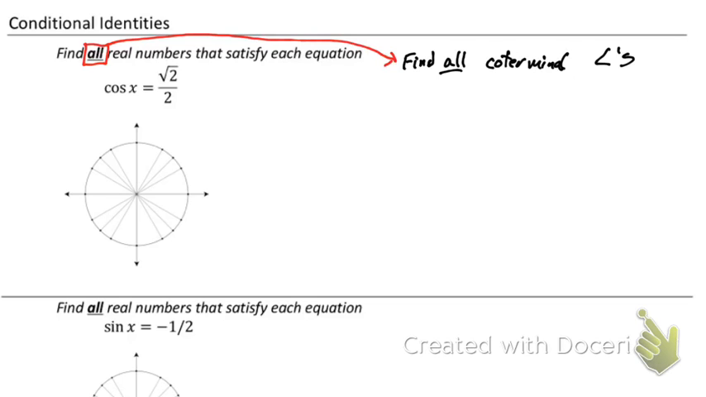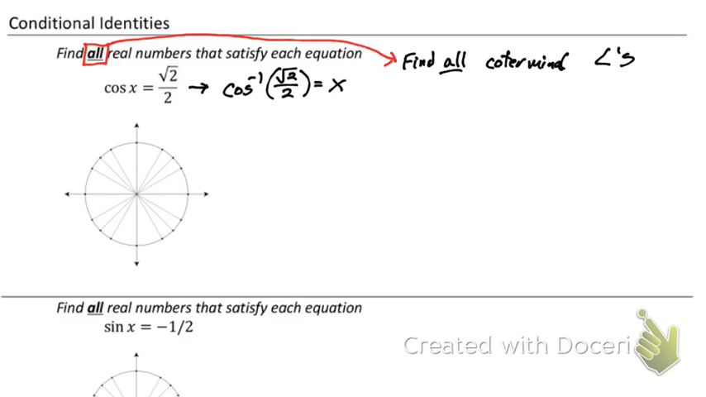So the problem with that is there's an infinite number of coterminal angles. You can always add 360 over and over and over, and you can always subtract 360 over and over and over. So we'll tackle that in just a second. The first thing we're going to look at is cosine x equals square root of 2 over 2. Another way to think about that, I could rewrite that as cosine inverse of square root of 2 over 2 equals x.